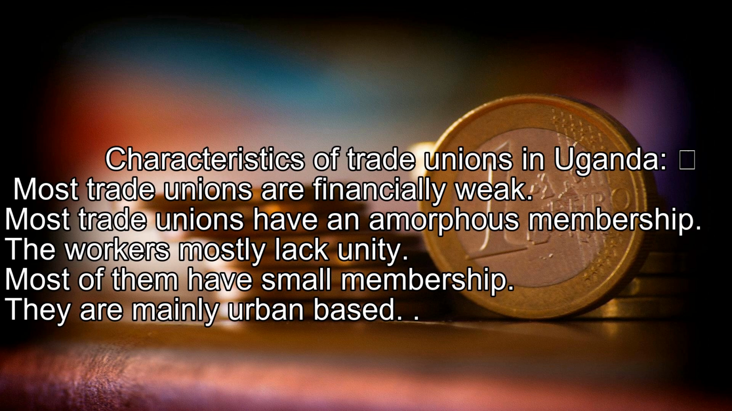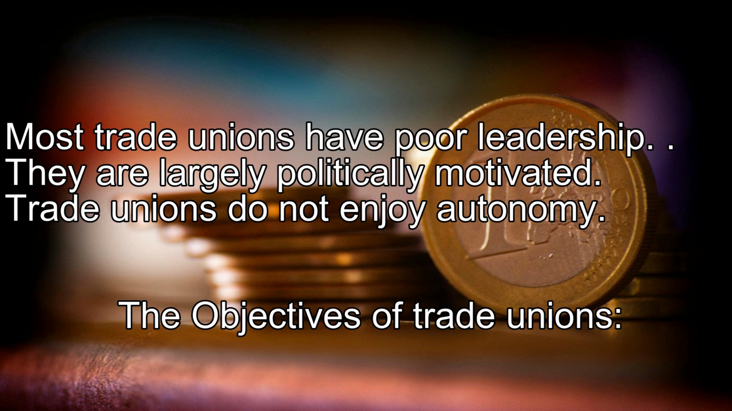Characteristics of trade unions in Uganda. Most trade unions are financially weak. Most trade unions have an amorphous membership. The workers mostly lack unity. Most of them have small membership. They are mainly urban-based. Most trade unions have poor leadership. They are largely politically motivated. Trade unions do not enjoy autonomy.